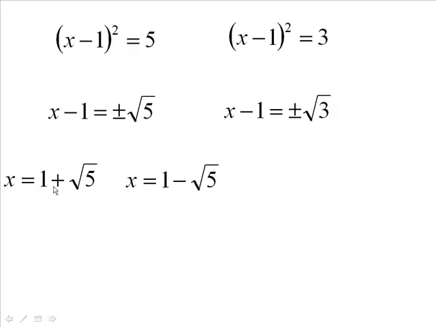So this one gives us two equations here. There's your plus square root of 5. There's your minus square root of 5. Same thing on this. If you add 1 to both sides, we're going to have x is 1 plus the square root of 3, and x is 1 minus the square root of 3. There's your plus square root of 3. There's your minus square root of 3.